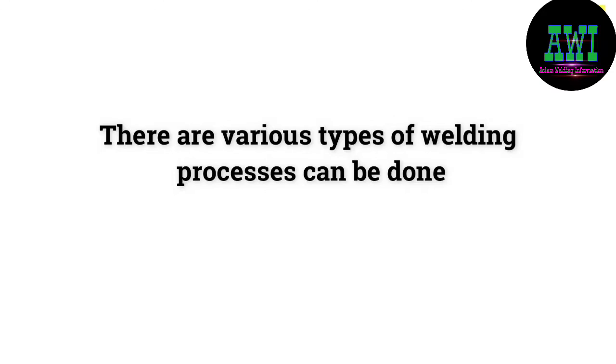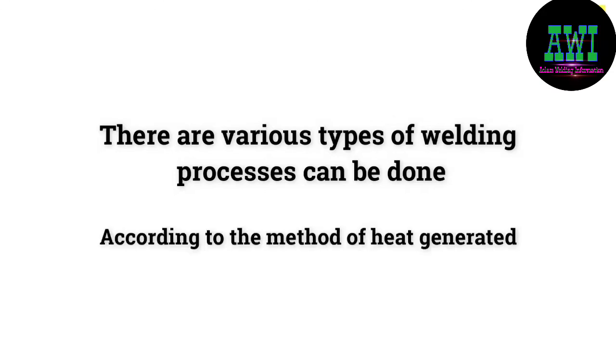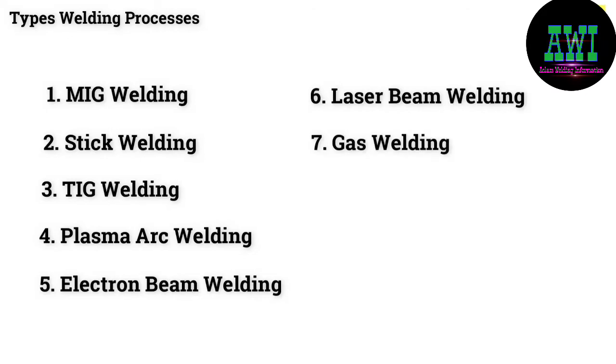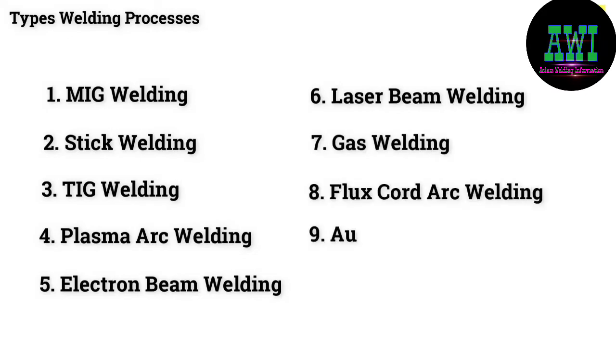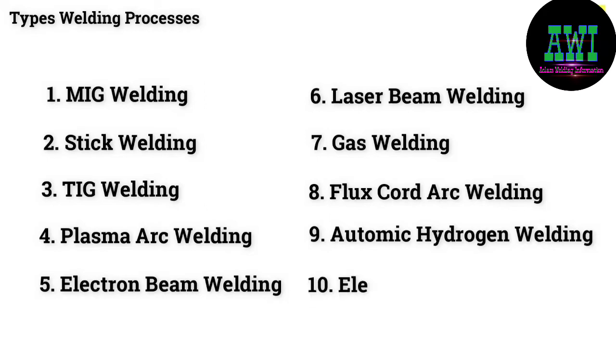So in this video, we'll discuss the different types of welding processes that are used in various industries. There are various types of welding processes, classified according to the method of heat generation. Number 1, MIG welding. 2, Stick welding. 3, TIG welding. 4, Plasma arc welding. 5, Electron beam welding. 6, Laser beam welding. 7, Gas welding. 8, Flux cored arc welding. 9, Atomic hydrogen welding. And 10, Electroslag welding.